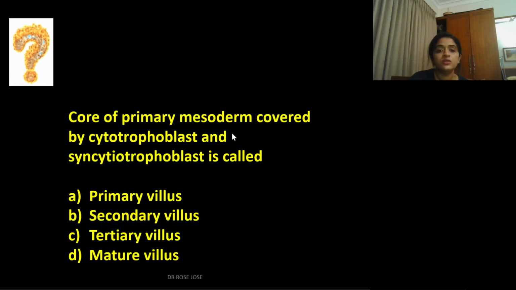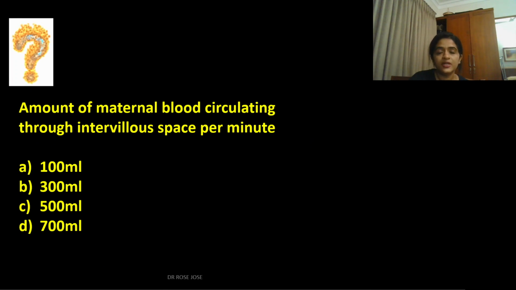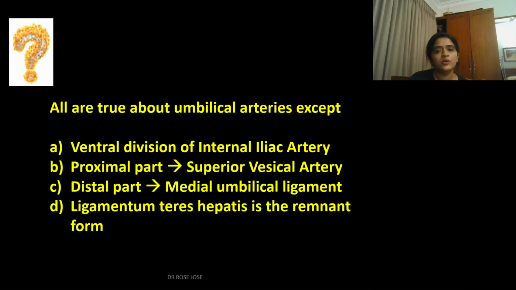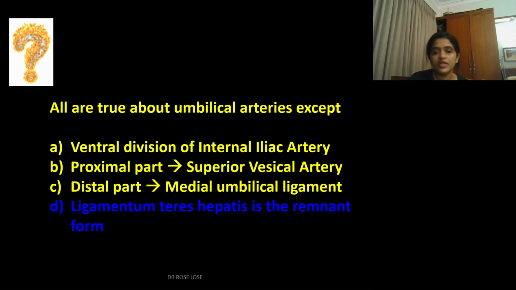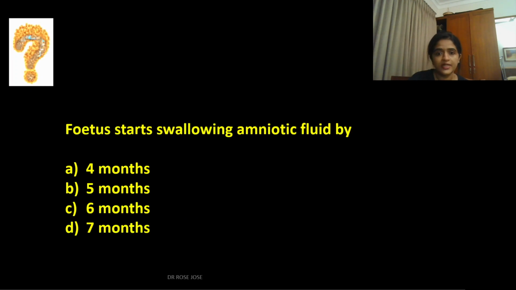So the core of primary mesoderm covered by cytotrophoblast and syncytiotrophoblast, we have already discussed, is the secondary villus. Then trophoblast with extraembryonic mesoderm is called the chorion. The amount of maternal blood circulating through the intervillous space per minute is 500 ml. All are true about umbilical arteries except: ventral division of internal iliac, proximal part is superior vesical, distal part is medial umbilical ligament, and ligamentum teres hepatis is the remnant form. So it is not the ligamentum teres hepatis which is the remnant form. Then the remnant of the allantoic diverticulum is the median umbilical ligament.